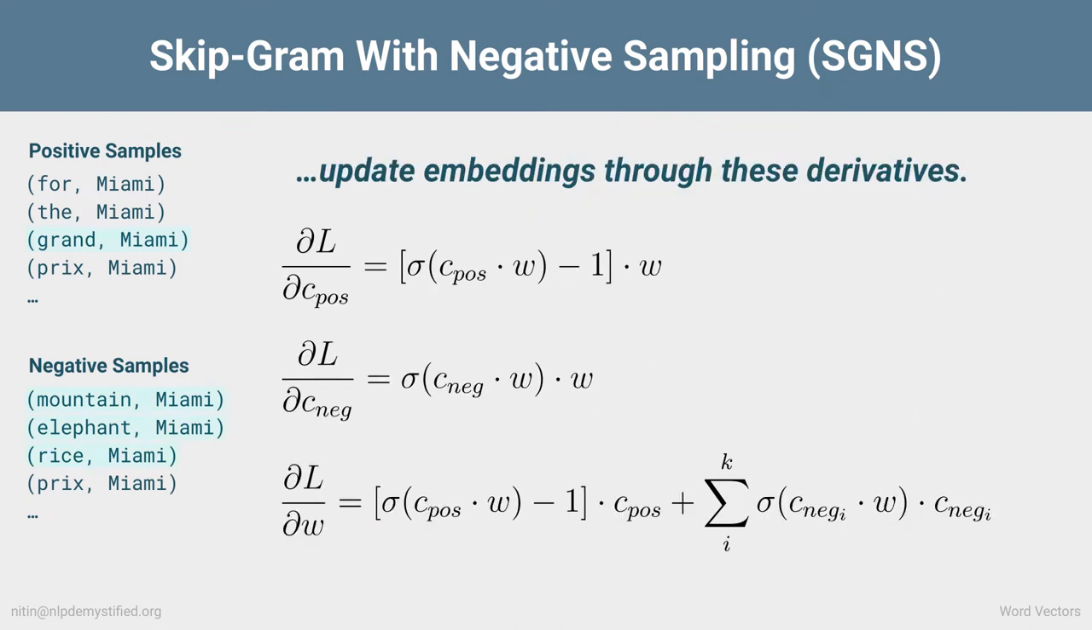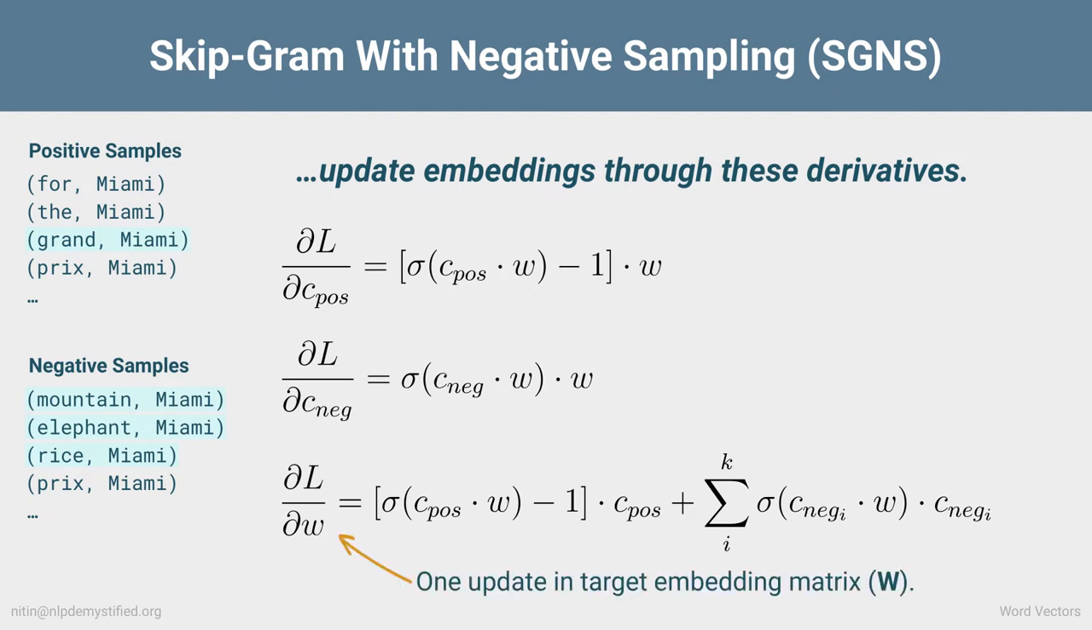The embeddings are updated using these derivatives. The embedding for each context word gets updated. For example, that would be the words gran, mountain, elephant, and rice for a total of k plus 1 updates in the context embedding matrix. So these derivative values would be multiplied by some learning rate, then subtracted from the current embeddings for those words to arrive at updated embeddings.